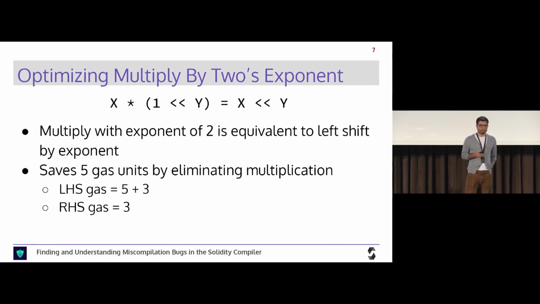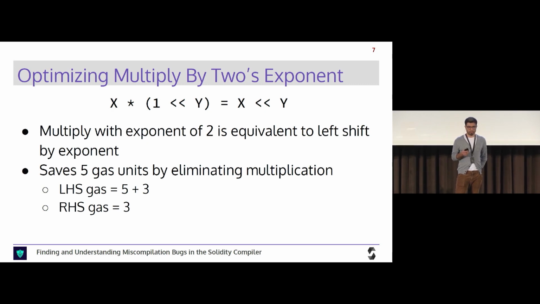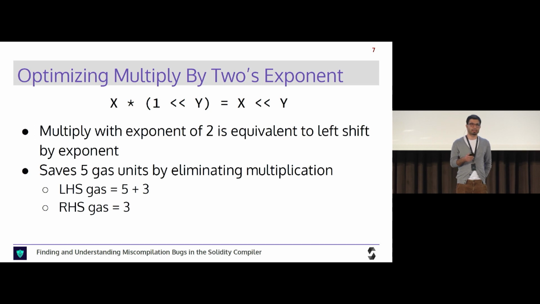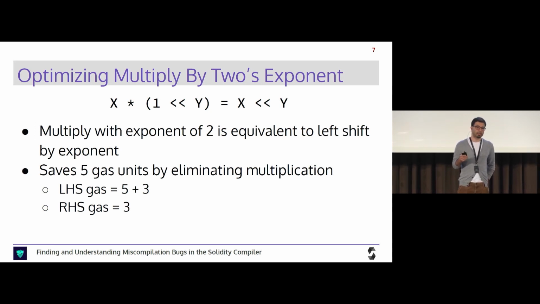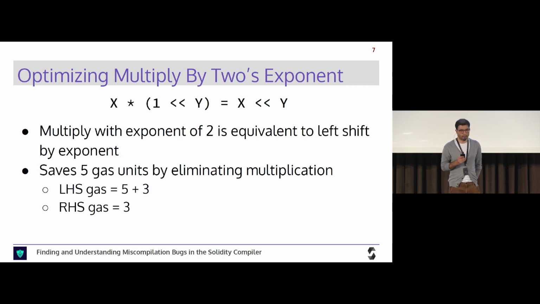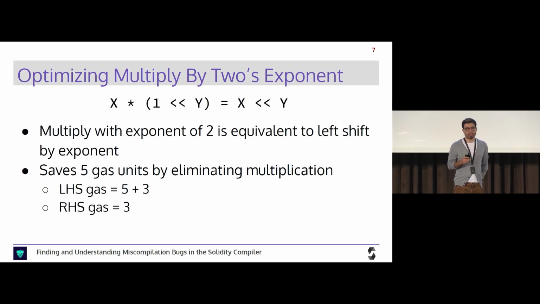The second case study is a bug that had to do with optimizing multiplication by a power of 2. Essentially, if you have two expressions x and y, and then you have a computation such as x multiplied by 1 left shifted by y, in other words, x multiplied by 2 to the power y, this could simply be replaced by x being left shifted by y, because multiplying something by 2 to the power y is equivalent to a left shift by the exponent. The logic here is to essentially save 5 units of gas.